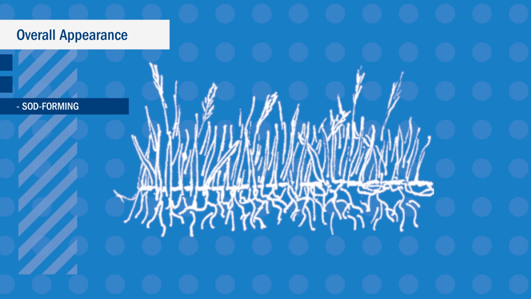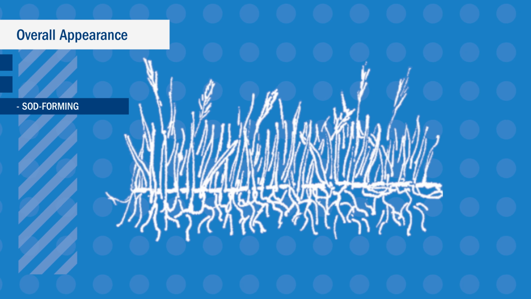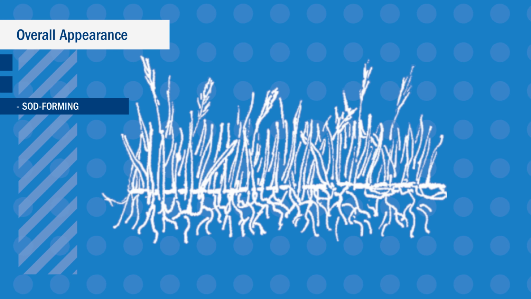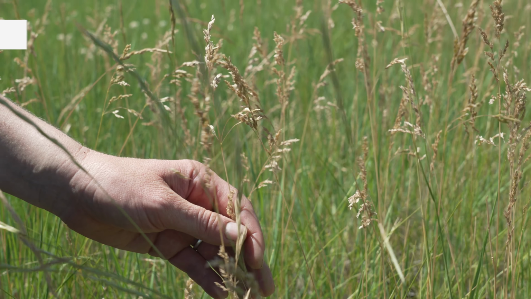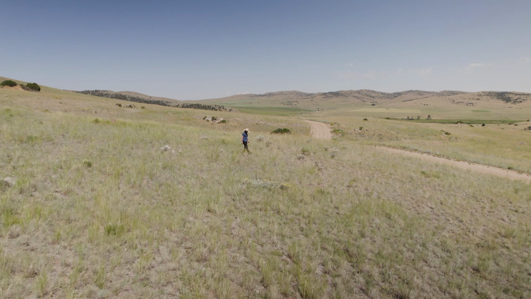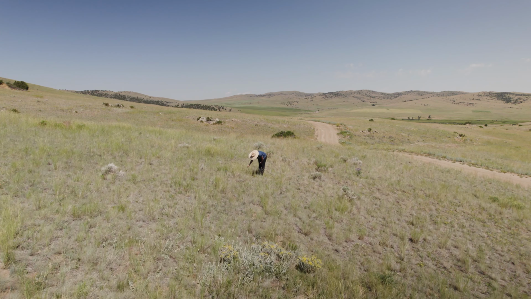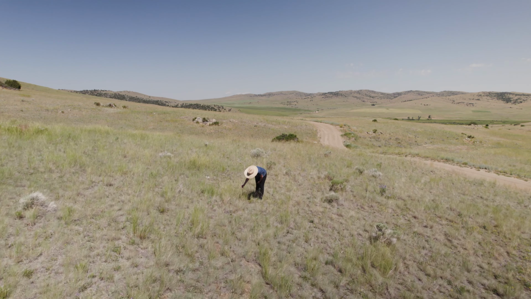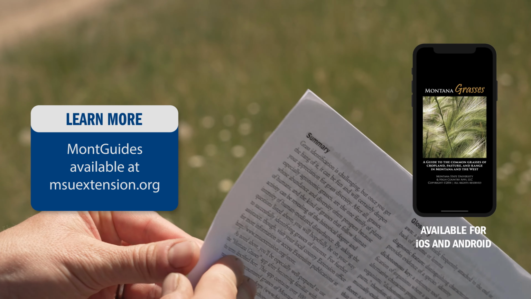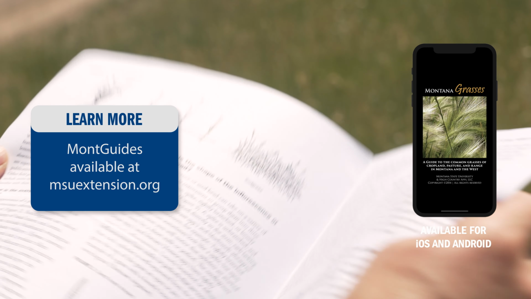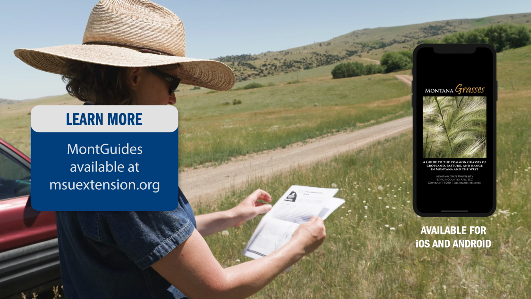Grasses can also be sod-forming, which means they form a mat or mass of individuals by means of rhizomes or stolons. Examples include blue grama grass or Kentucky bluegrass. Grass identification can be challenging, but once you get the hang of it, it can be fun and will certainly deepen your appreciation for grass diversity. For more information and help identifying grasses, check out these helpful resources from Montana State University Extension, which are linked in the description of this video.